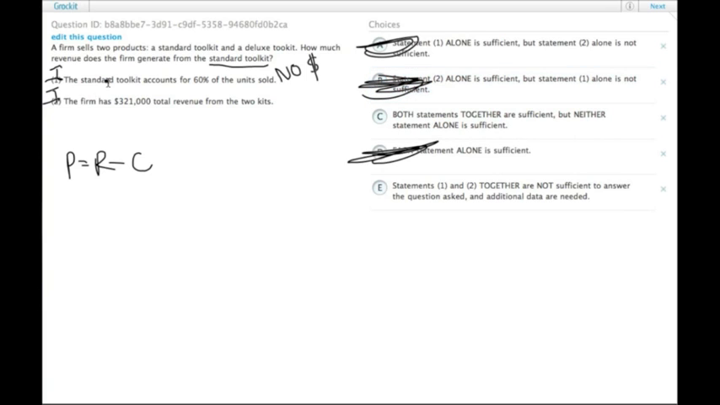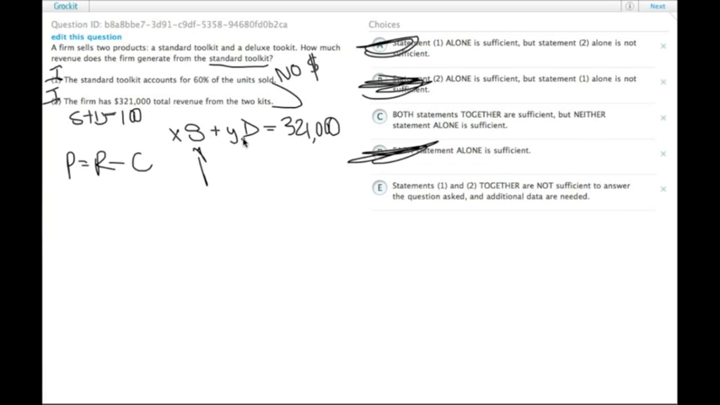on its own. In conjunction, we combine the two, we find out that 60% of the units sold go into that $321,000 total revenue from the two kits. That might look like it's sufficient, but it's really not. Think of it as, we have the standard, we have X times the number of standard plus Y times the number of deluxe equals that $321,000.